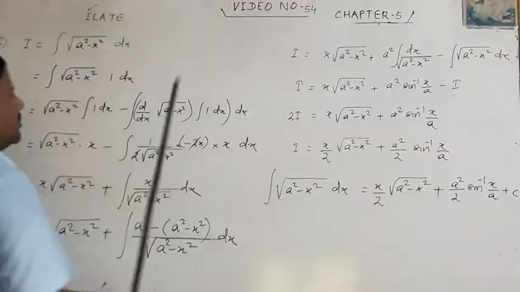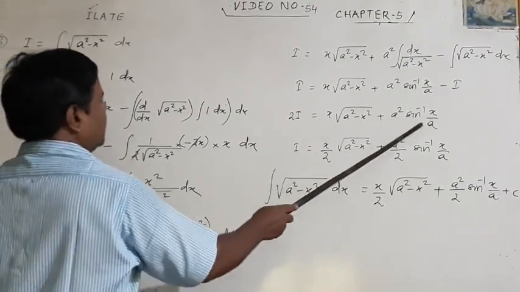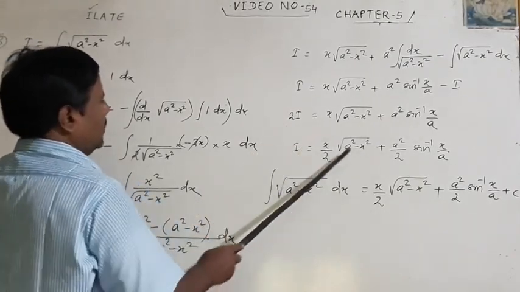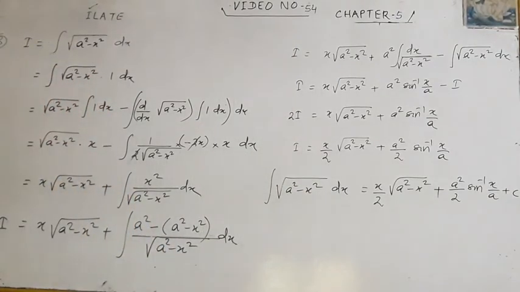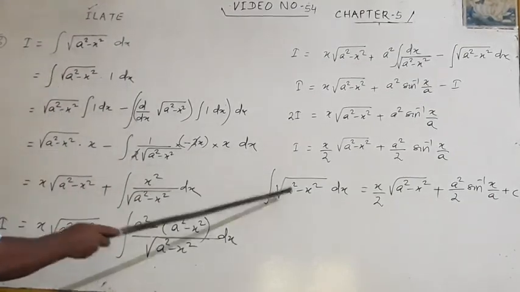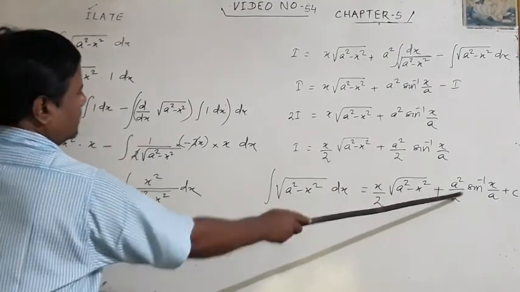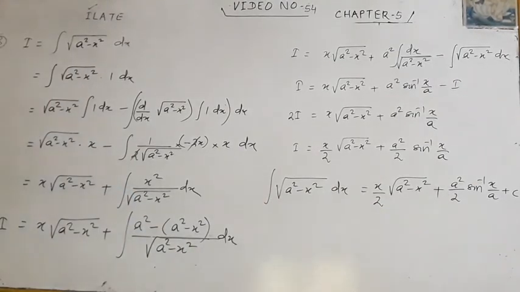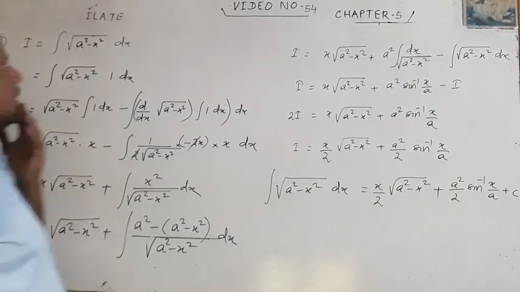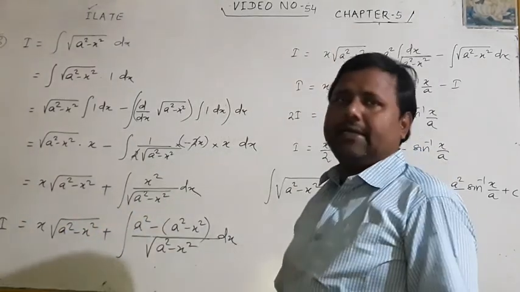When I bring this to the left side, it becomes 2I. So I is x/2 √(a²−x²) plus a²/2 sin⁻¹(x/a), and you have to write I as ∫√(a²−x²) dx, that is x/2 √(a²−x²) plus a²/2 sin⁻¹(x/a) plus c.